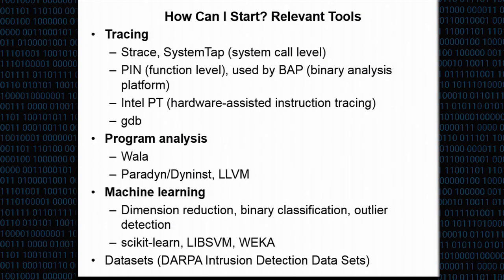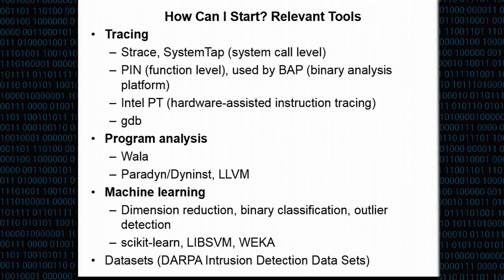Dimension reduction, this is where you always want to have a certain mechanism to identify the most important features. Binary classification, where you say, okay, I have some training data that has labels good and bad, and I want to train the classifier to learn new samples. Outlier detection is where you don't have labeled training data for malicious behaviors. You only have the normal traces. This is where you do, you know, one-class SVM and so on.